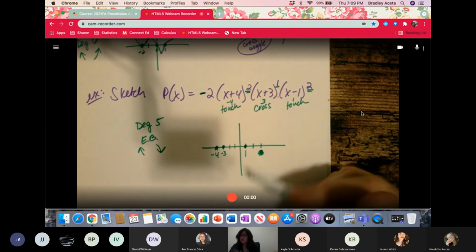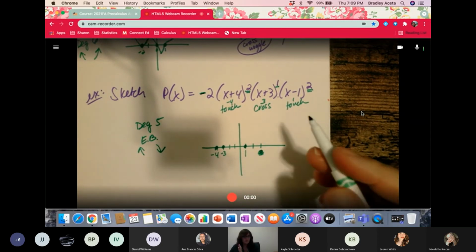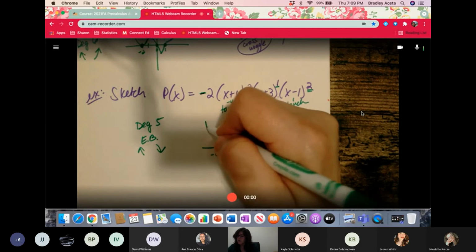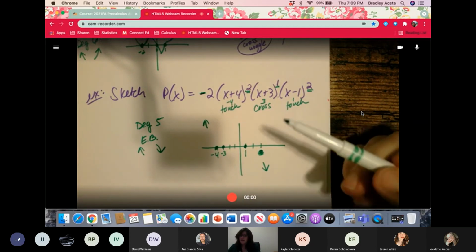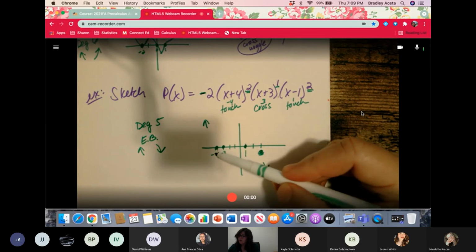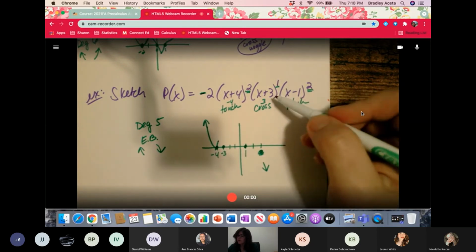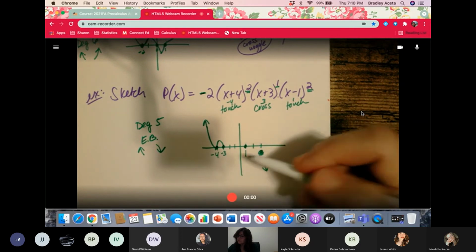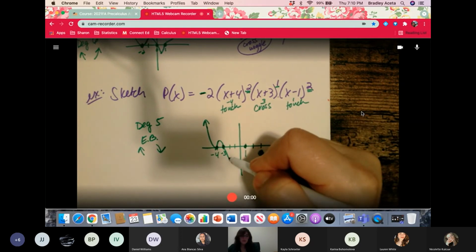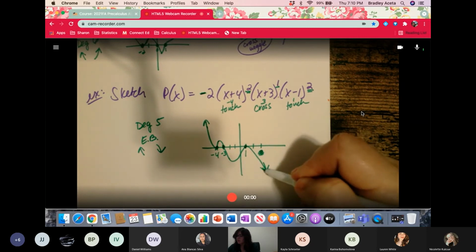And again, not really worrying about height of things right now, like max and min height. We just want to give a quick sketch. We know it's going to start up and end down. And at the -4, it's going to come up and touch. Then at -3, it's going to cross through. And then at 1, it's going to touch and come back down.